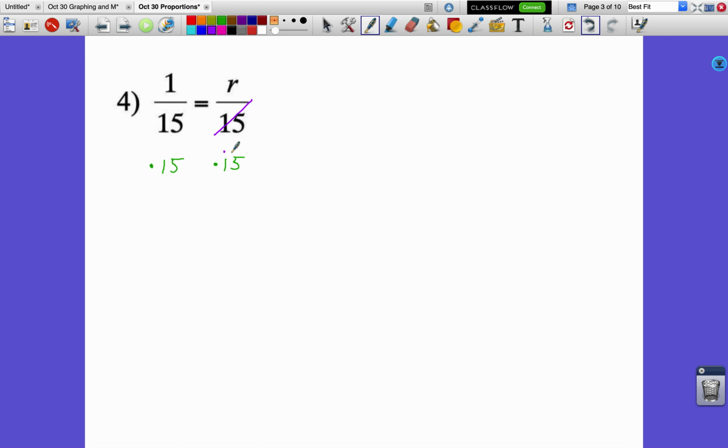On this side, it's going to cancel. And over here, when we multiply a number to a fraction, we multiply to the top of that fraction. So now I get 15 over 15 equals r. And 15 divided by 15 is 1. So 1 equals r, or flip it around, r equals 1.